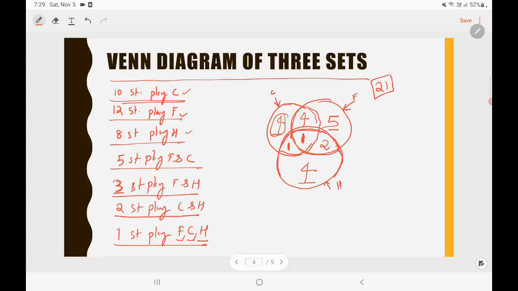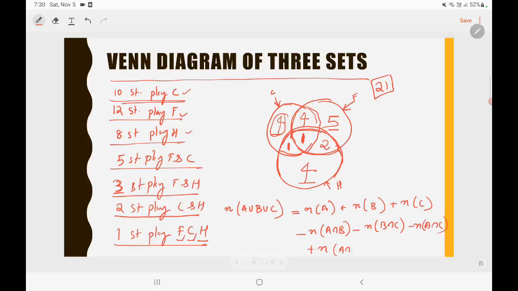Okay, so in this way you can ask different questions. Similar to the previous case, we also have an equation here. The equation is n of A union B union C, that means the total number of students in the group A union B union C. This is equal to n of A plus n of B plus n of C minus n of A intersection B minus n of B intersection C minus n of A intersection C plus n of A intersection B intersection C.